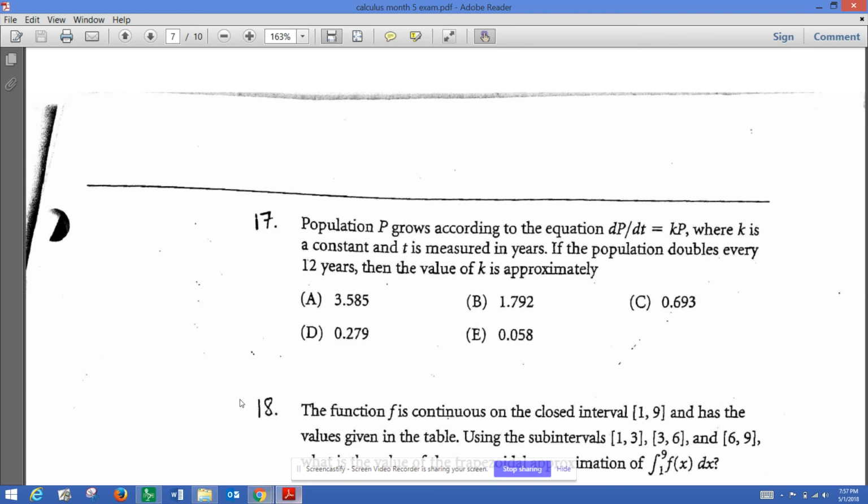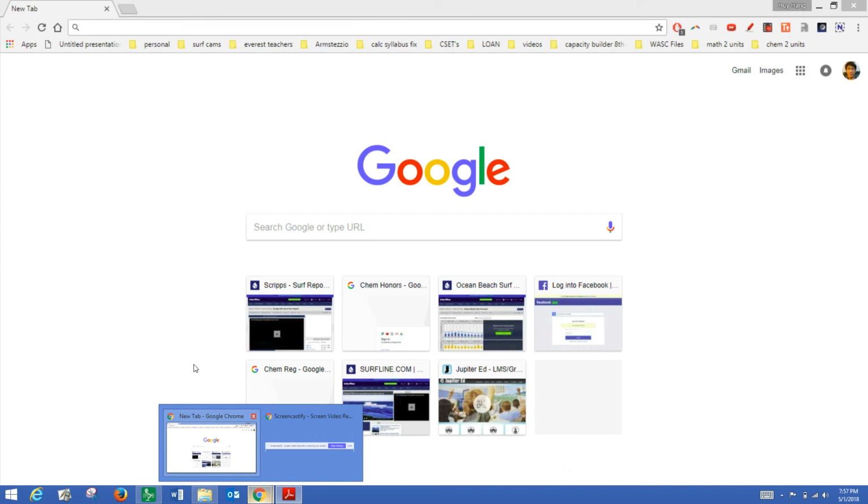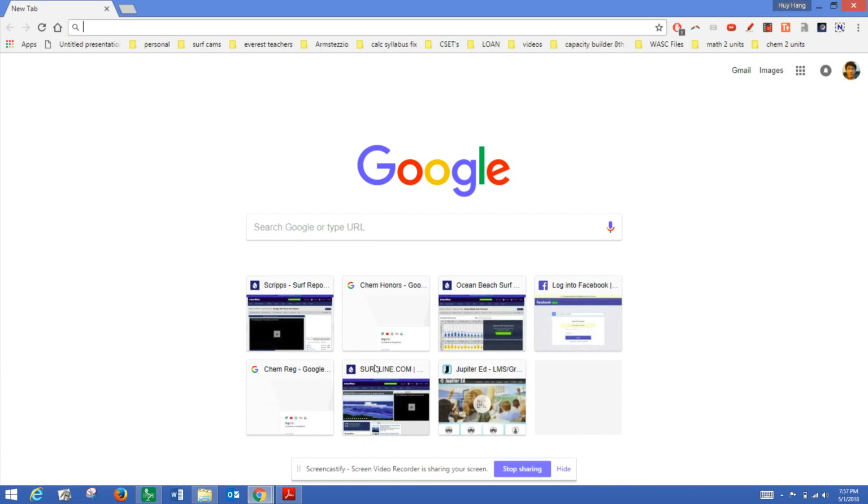All right, guys, I'm going to stop right here. And then in part 2 of this problem, I'm going to go through the proof for why that is.